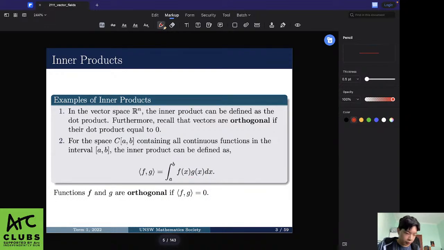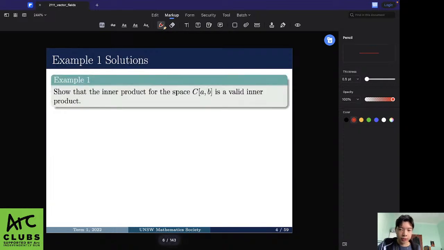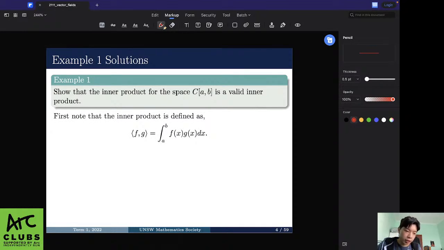And of course, we have an f and a g, which are our functions, and if they have an inner product which is equal to 0, then we call them orthogonal. So, how exactly can we show that this is a valid inner product? The way we do it is, first, of course, we have our inner product, which we've defined. So the inner product between f and g is the integral of f times g from a to b.